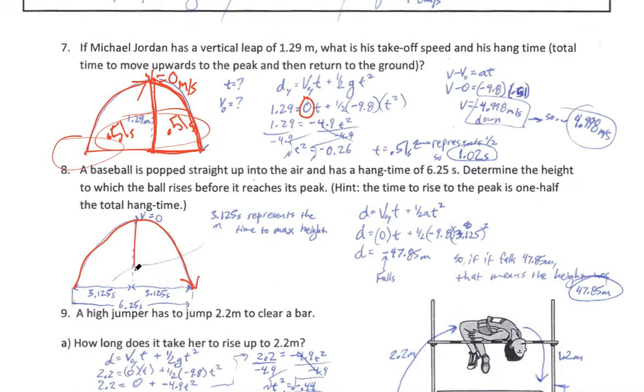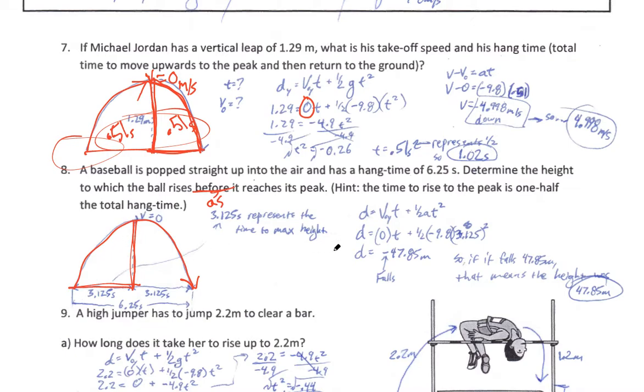But halfway would be half of 6.25, which is 3.125. Same deal with the other half. The reason that I care about halfway is because I'm determining the height to which the ball rises as it reaches its peak. When it's right here, its peak is halfway, so that's why I'm dealing with half my time.